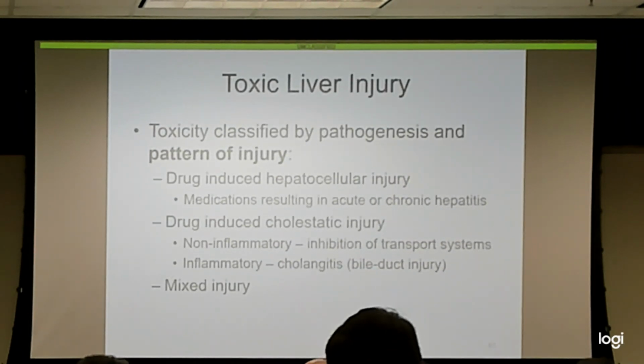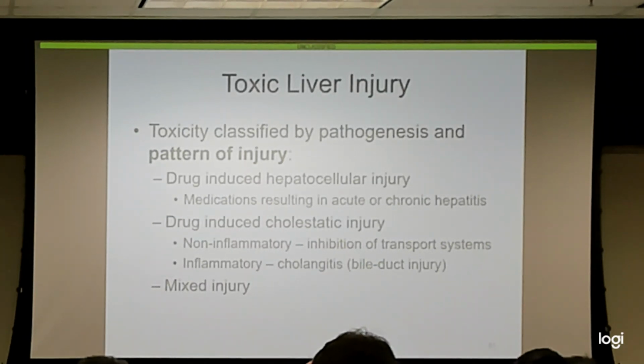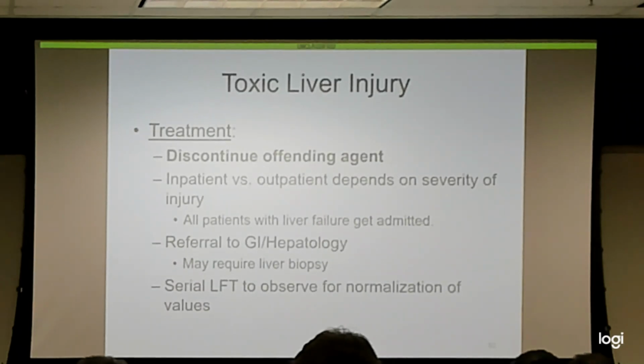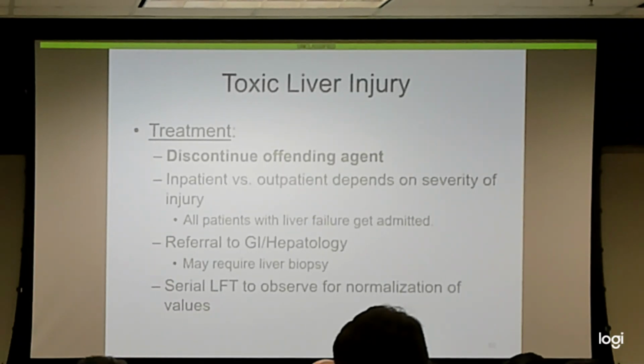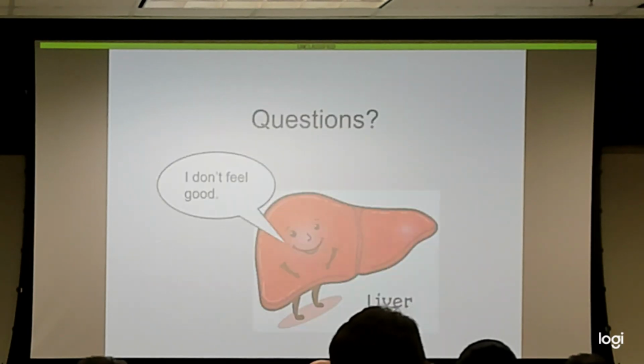So toxicity, again: drug-induced hepatocellular injury, medications resulting in acute or chronic hepatitis, drugs inducing cholestatic injury, so non-inflammatory versus inflammatory, and then you could have some mixed injury. So treatment: discontinue the offending agent, and always decide whether they need inpatient versus outpatient; that's the severity of injury. All patients with liver failure need to be admitted. They'll probably go up to the ICU. I need the GI or hepatologist there, because they need to do a liver biopsy. And then I'm going to do serial LFTs to see if they're normalizing their values.